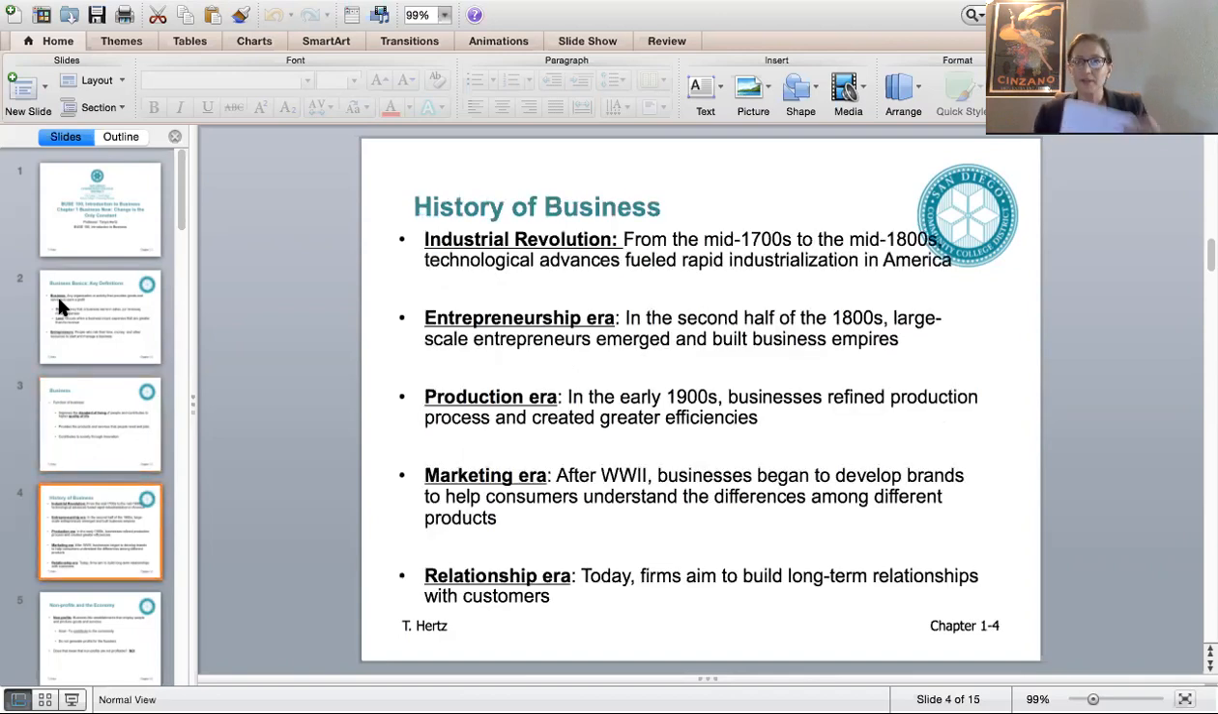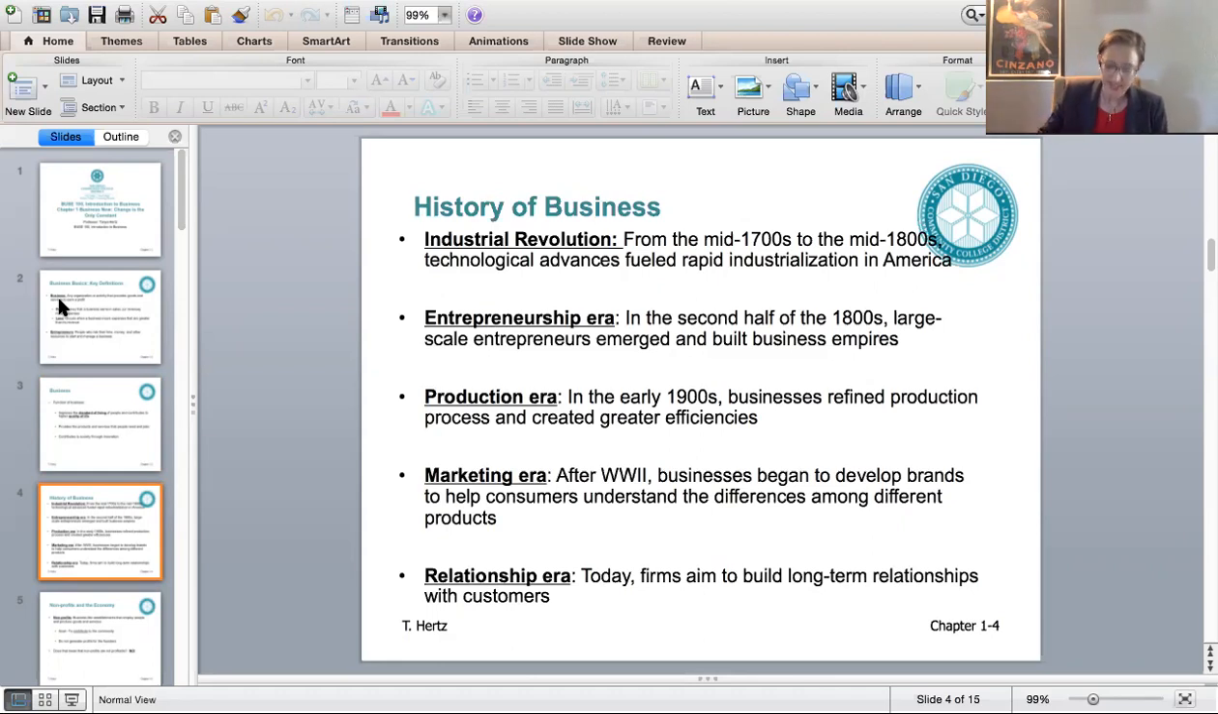So let's talk a little bit about the history of business. Business historians divide American business history into 5 eras, which are shown on the slide in front of you. The first is the Industrial Revolution. From the mid-1700s, mass production started gaining importance. Big factories started overtaking skilled artisans, and workshops sort of disappeared.